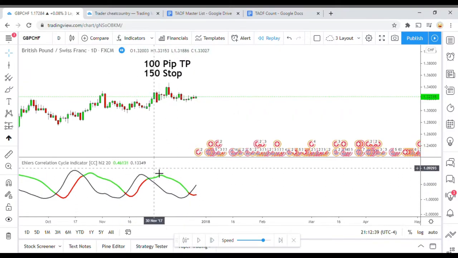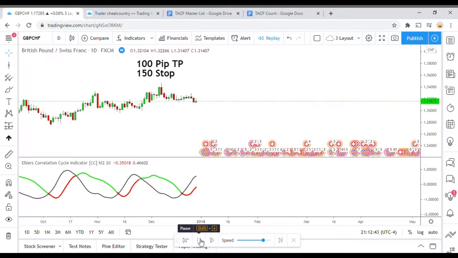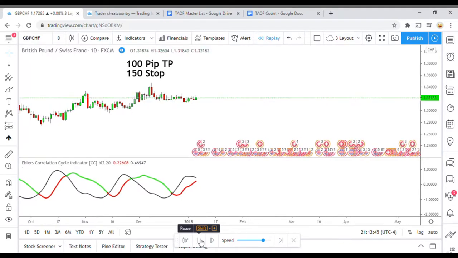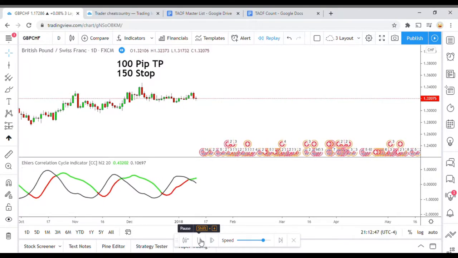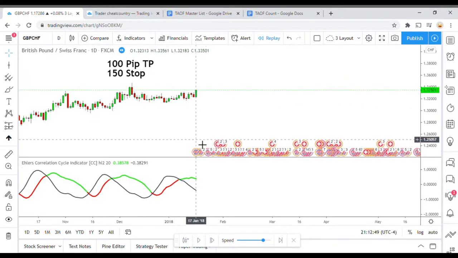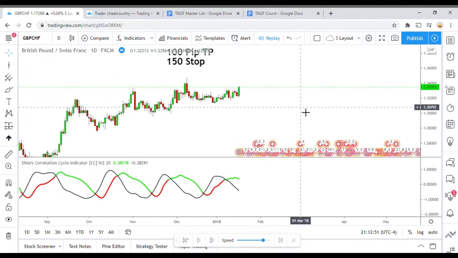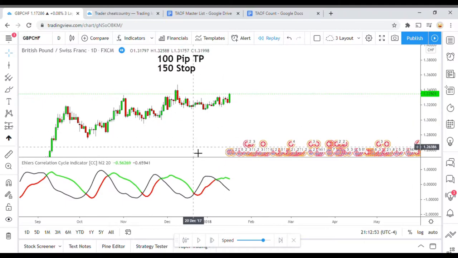And so, like I said, pretty simple. We're just looking for the cross of the two lines. When they do, we'll either take that as a long signal or a short signal. And so, let's get on with the testing process here.